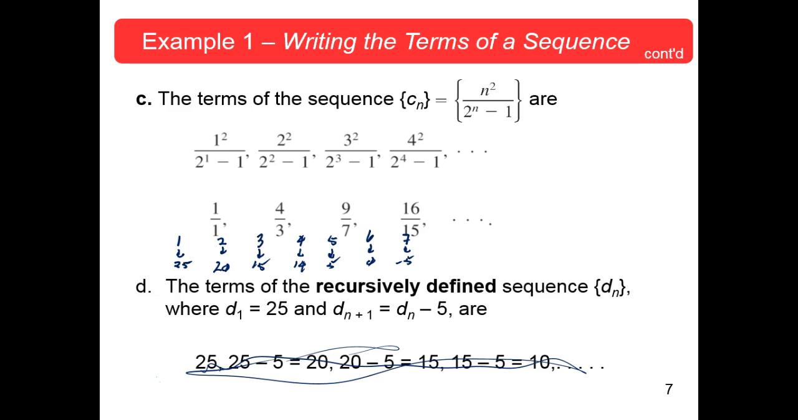You think this has a limit? Keep on going. 25, 20, 15, 10, 5, 0, negative 5, negative 10, negative 15, negative 20, going to negative infinity. Not anywhere close, and we're not doing that yet, but just to let you know, that's what it was. They stopped at the fourth one, which was 10. Okay.